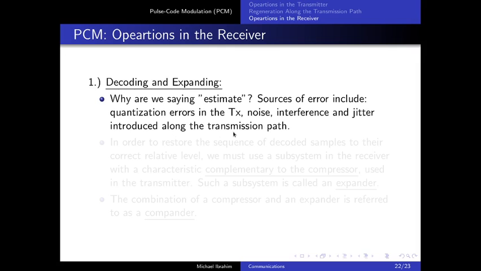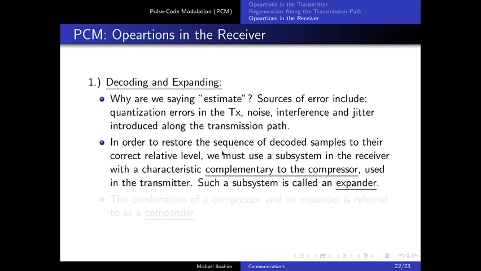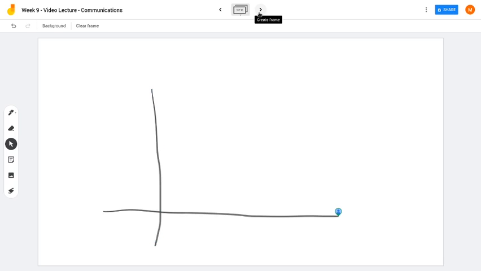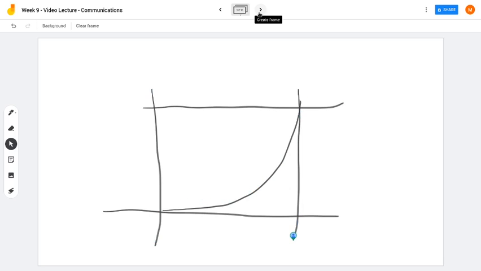So, in order to restore the sequence of the decoded samples to their correct relative levels, in other words, instead of being compressed, we need to decompress them. We need to use a circuit that's called an expander that would have the inverse or complementary characteristic to the compressor. In other words, if the compressor we had was a mu law, for instance, with the curve that we have seen, now we need an expander circuit of an opposite characteristic, something like this. This would be an expander circuit.